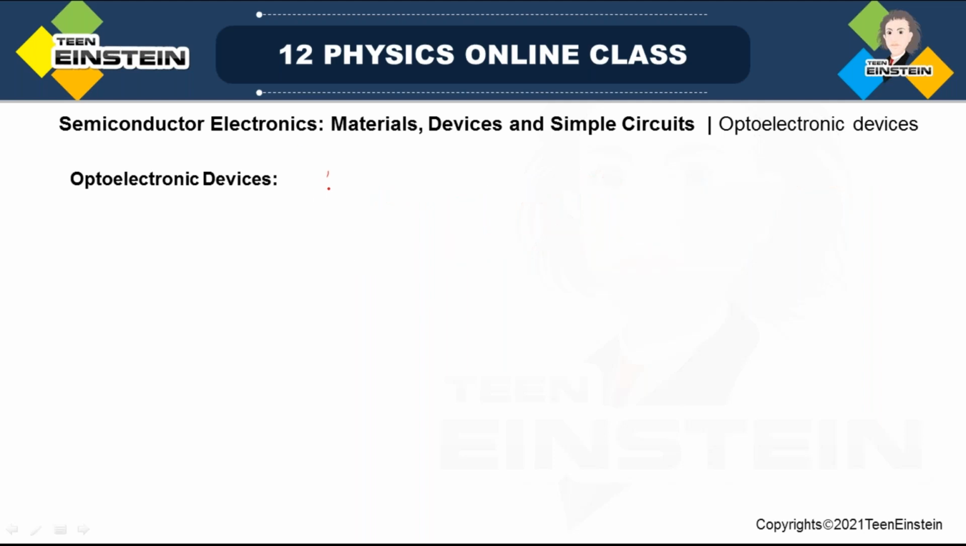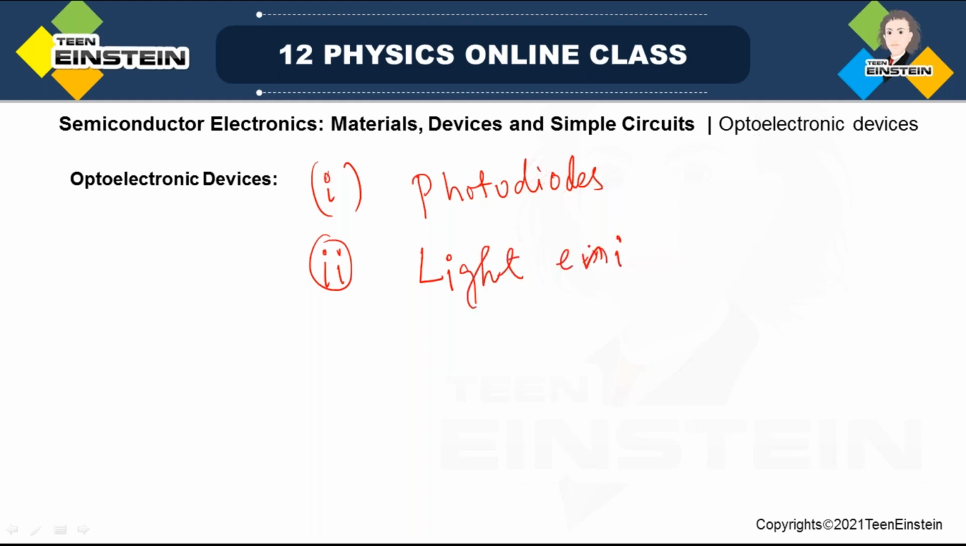So basically today we'll be discussing three different optoelectronic devices: photodiodes, light emitting diodes, and photovoltaics.